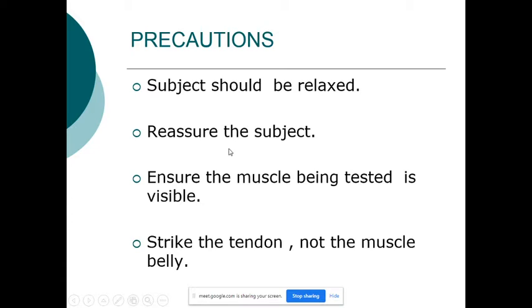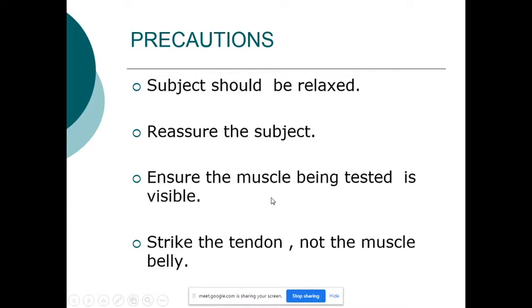That's what I was trying to tell you, because you are going to elicit all these reflexes using a hammer. Not the hammer which is used in building construction. The hammer we are going to use is called a knee hammer. I'll be showing you. As soon as they see the hammer, they should not get scared that you're going to hit them. So tell them it's a very painless procedure. Ensure the muscle being tested is visible. That's a very important point.